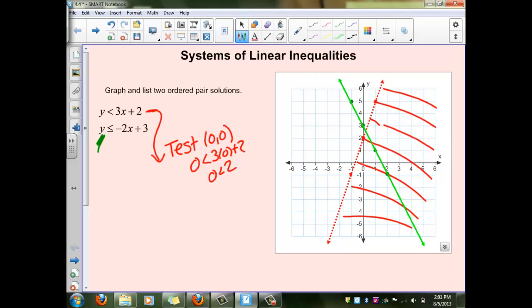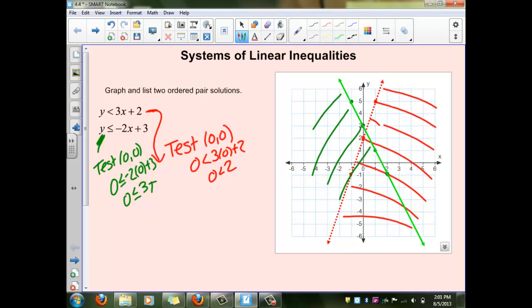And now when we test 0, 0 here, we'll have 0 less than or equal to negative 2 times 0 plus 3, or 0 less than 3, which is once again true. So we would shade this side of the green line. But we want where there's answers to both of these, or where we have both of the colors intersect. So it'll be everywhere in here. And on your homework, make sure that your final answer, this final area, is the part that's shaded the darkest. So it may help to have colored pencils with you.